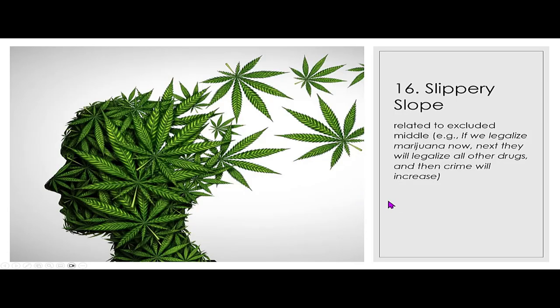Number 16 is the slippery slope. This is also related to the excluded middle. So, for example, if we legalize marijuana now, then next they will legalize all other drugs, and then crime will increase, right? So this is a slippery slope. The argument here doesn't necessarily follow.